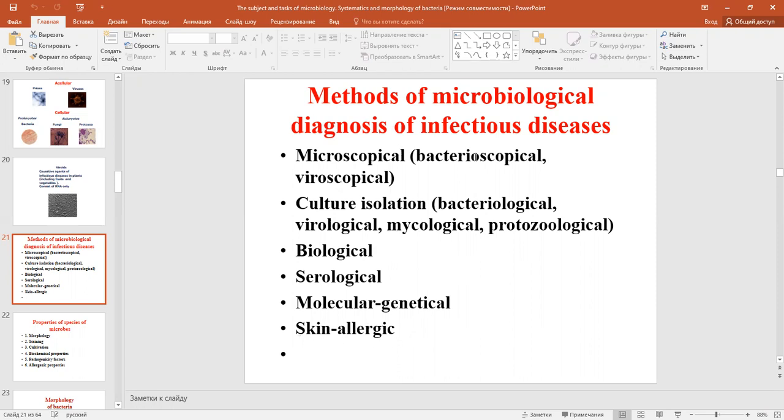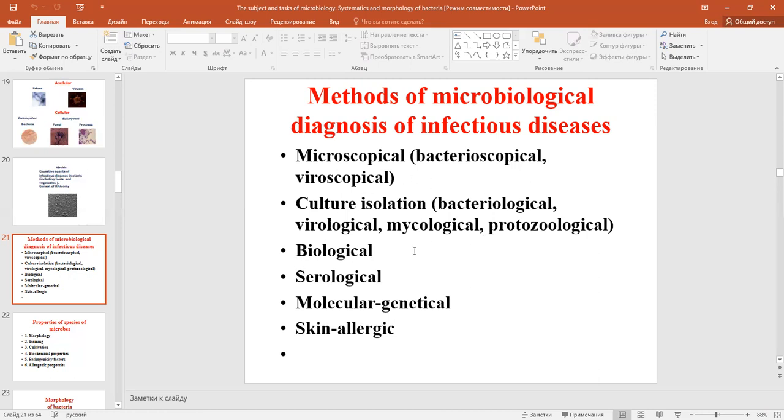Microscopical method, bacterioscopical, viroscopical. We try to see microbes by using a microscope. It's not the main method because it is not possible to realize what species these microbes belong to. Detection of the species name is identification. It is not possible to identify microbes by the microscopical method, but it is used as the first step.